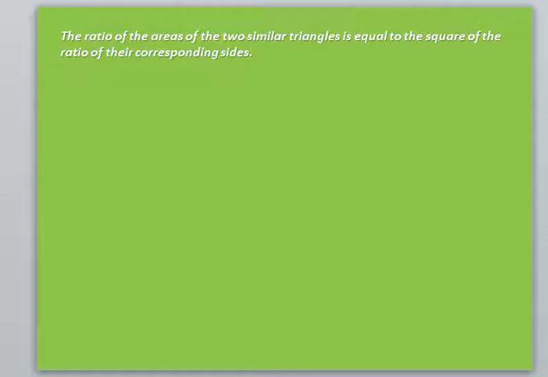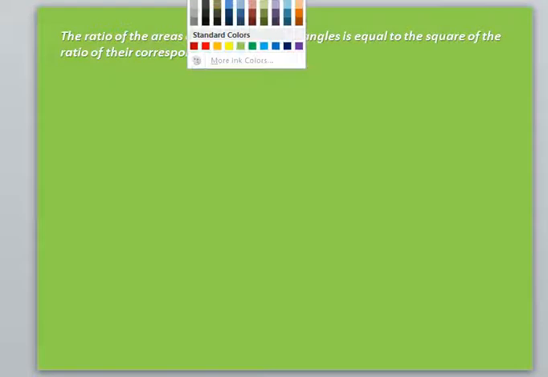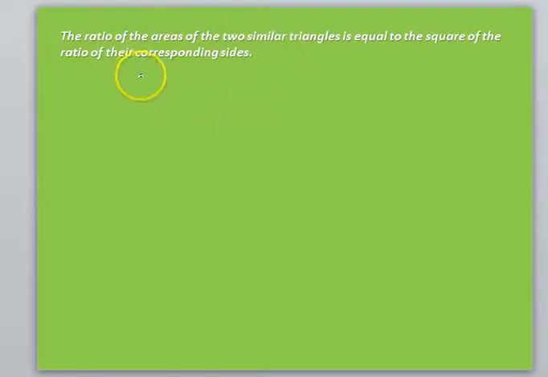The ratio of areas of two similar triangles is equal to the square of the ratio of their corresponding sides. I have already taught you how to calculate the area of triangles. So it is the same procedure to be followed for similar triangles also.